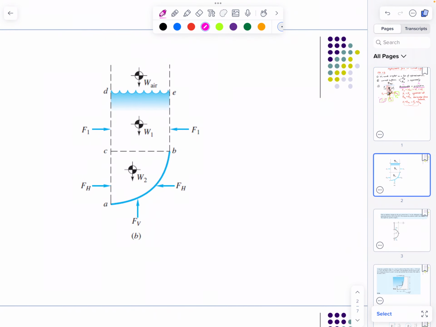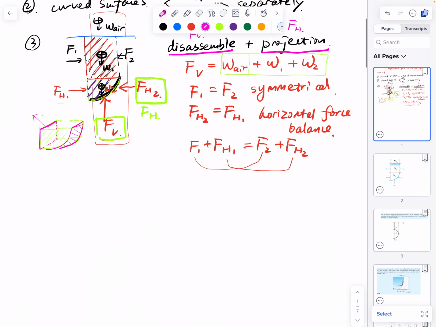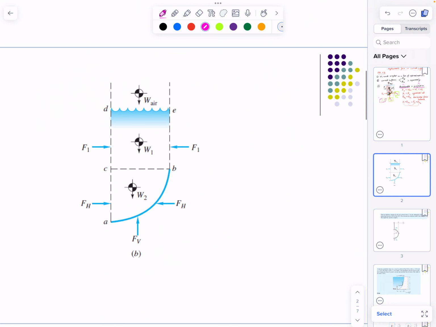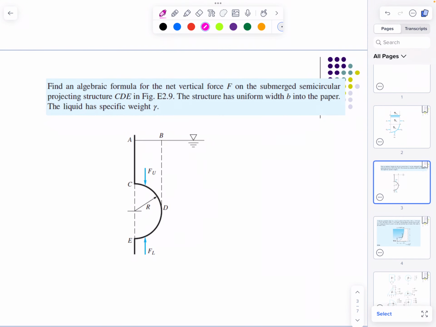So this is the same as what I taught before. It has a different notation, but overall it should be the same. So this is a simple one, and it's a very interesting one. So let's take a look. It asks to find an algebraic formula for the net vertical force F on the submerged semicircular projecting structure CDE.